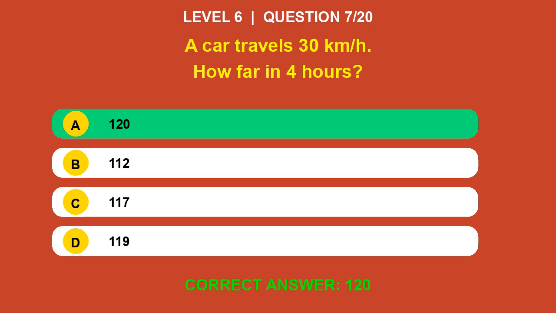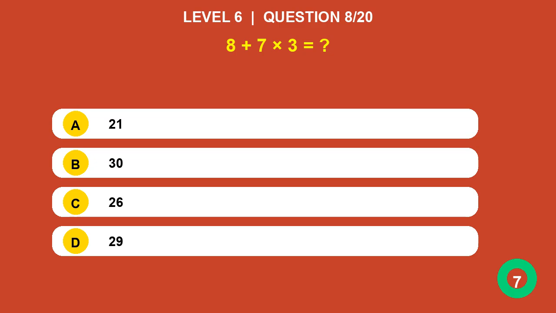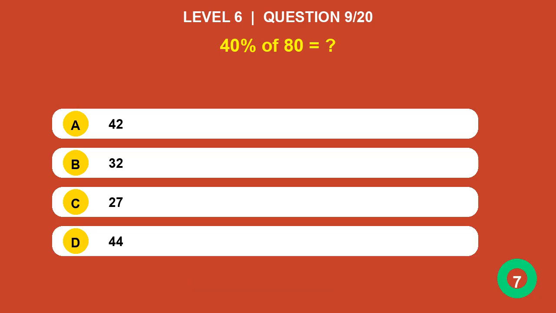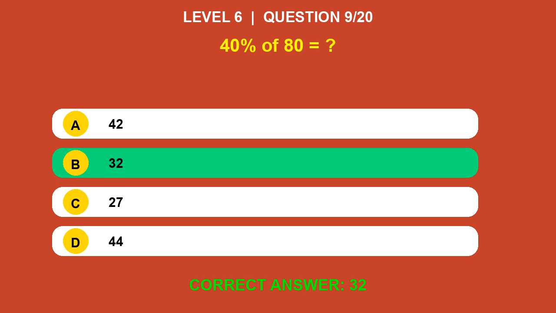Answer is 120. 8 plus 7 times 3 equals? Answer is 29. 40% of 80 equals? Answer is 32.